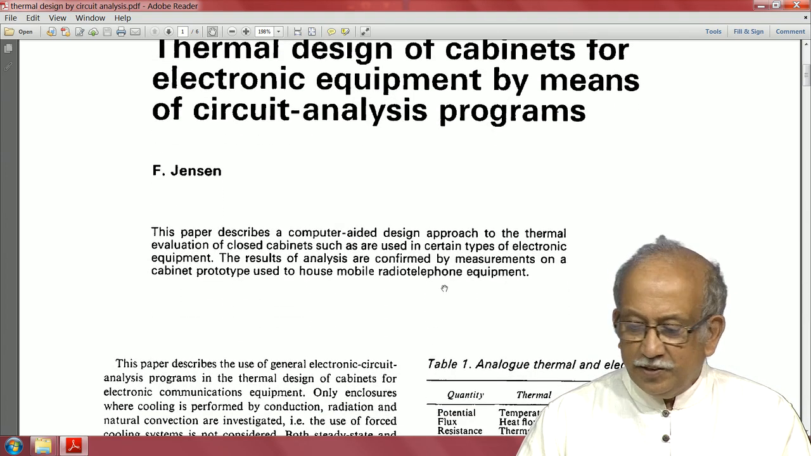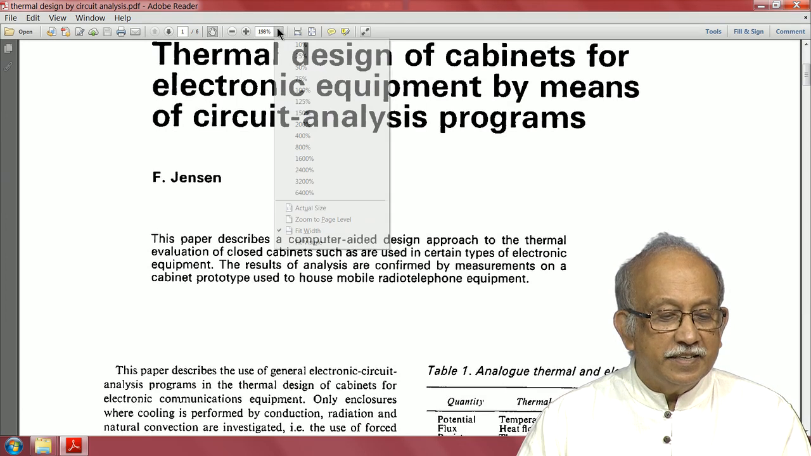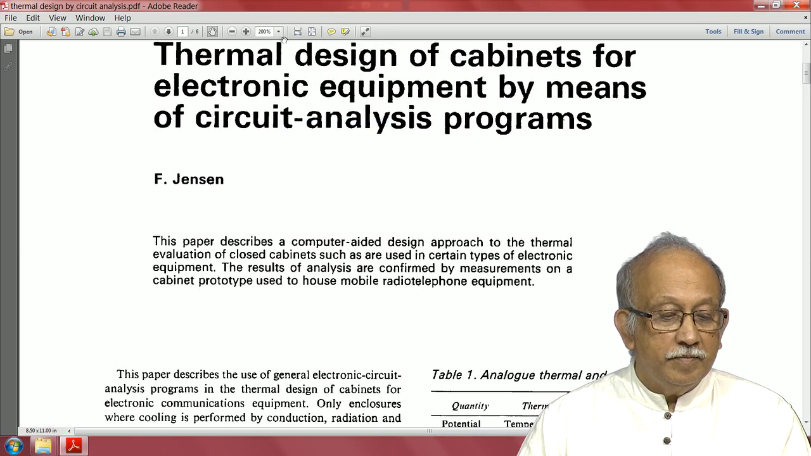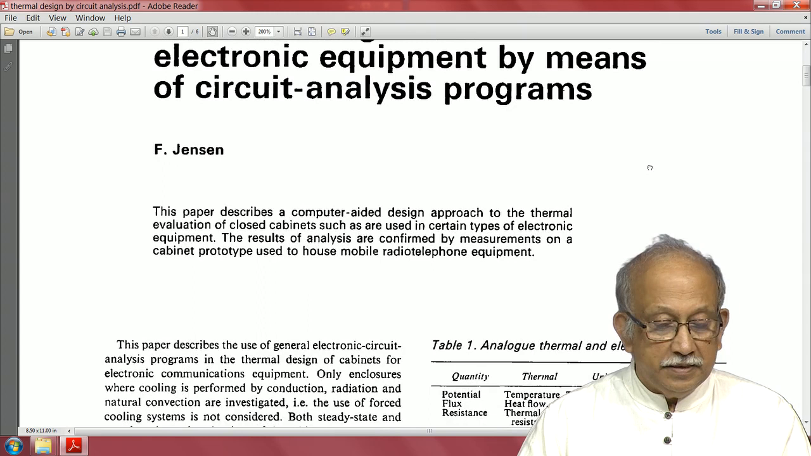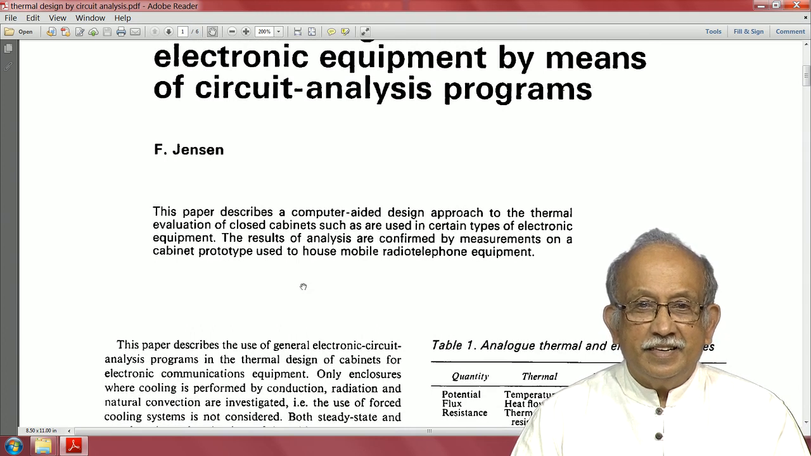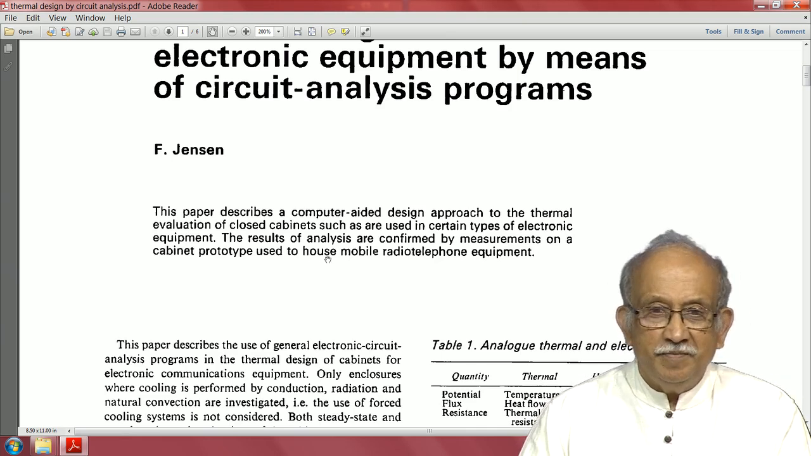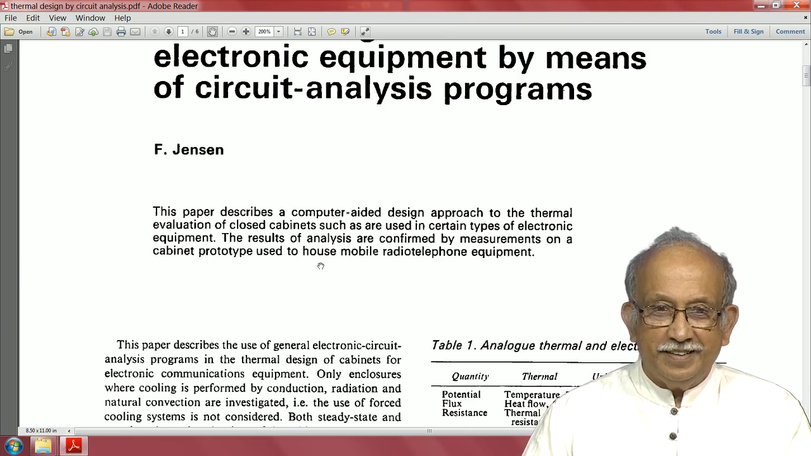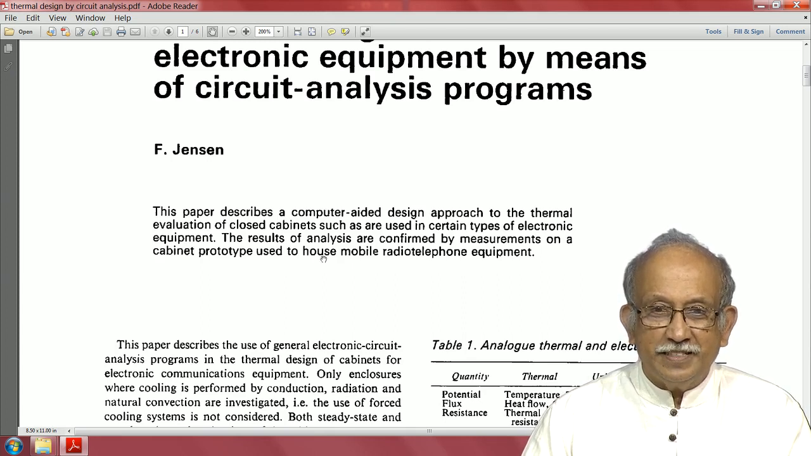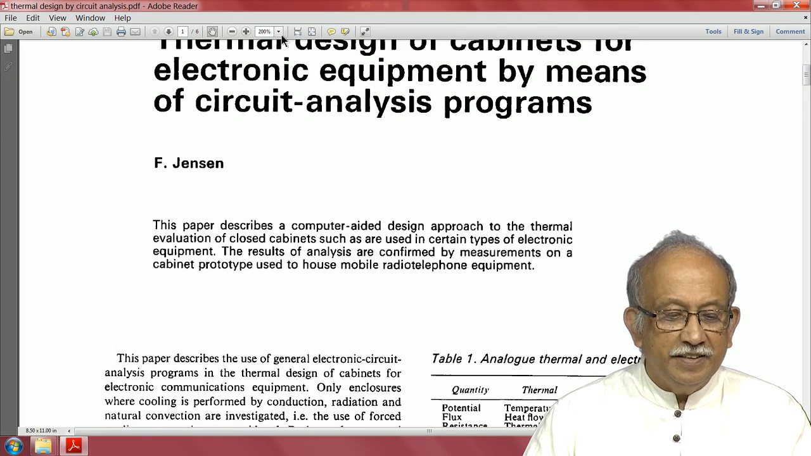Now, coming back, I want you to have a look at this. Very early on, people tried to use CAD for thermal evaluation of closed cabinets, such as are used in types of electronic equipment. I am just reading it along, and as I say, if my accent is a little problem, you always have the mute button, and then you can read it on, and luckily for us, because it is a video lecture, we can continue.